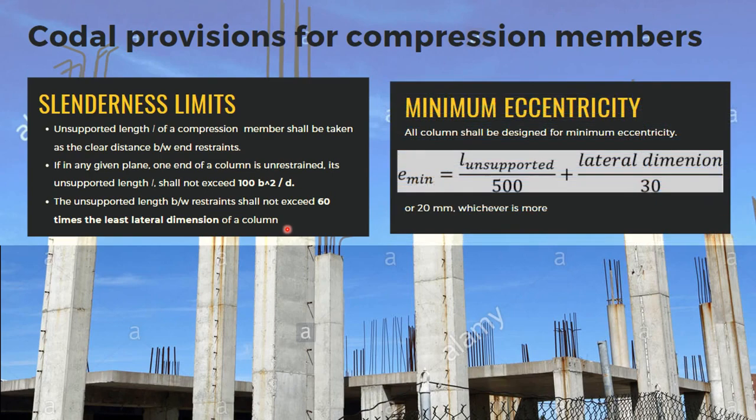Next, we shall move on to minimum eccentricity. This formula is very important for calculation purposes. All columns shall be designed for minimum eccentricity. E minimum is equal to unsupported length divided by 500 plus lateral dimension divided by 30, or 20 mm, whichever is more. This is required for the axial transfer of load.